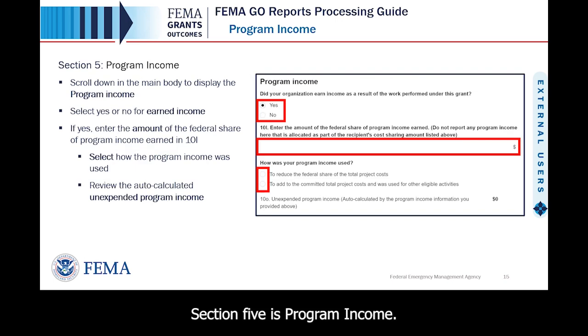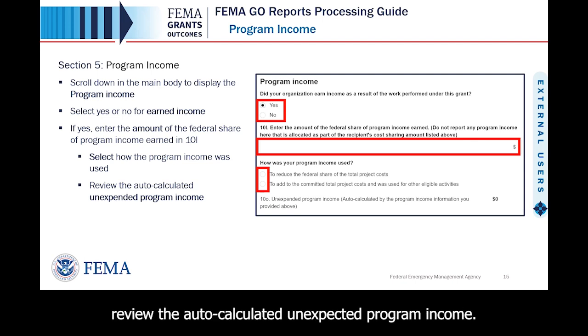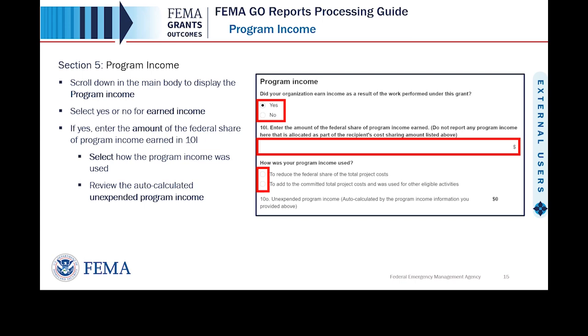Section 5 is Program Income. If you scroll down in the main body, it will display the program income. In this section, you need to select yes or no for earned income. If you select yes, you need to enter the amount of the federal share of program income earned in Section 10L. Then, select how the program income was used and review the auto-calculated unexpected program income. If you select no, move on to the next section.